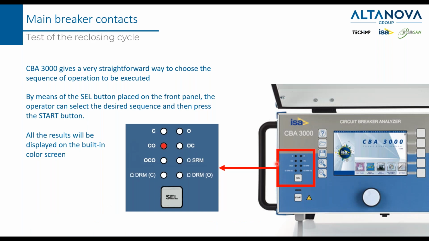CBA 3000 gives you a very straightforward way to choose the sequence of the operation to be executed. There is a button, you press it, then you select here the sequence that you want to do. It can be a normal single close, single open operation, but also a close-open-close, close-open, and so on. You select the sequence, you press start, and then your results are on the screen.